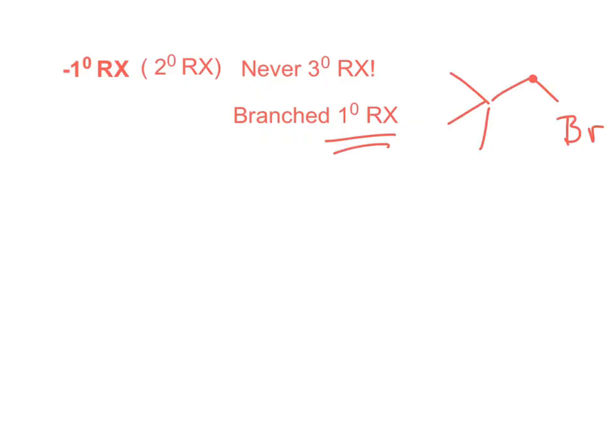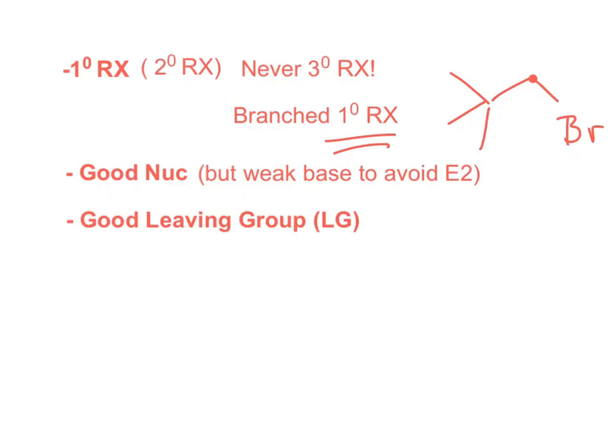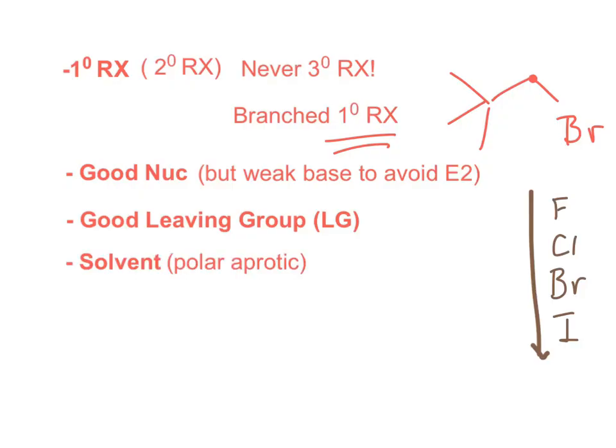Second, good nucleophile is important for SN2. To decrease the chances of E2 as a competing reaction, nucleophile should be a weak base. We will talk more about this later. Next would be a good leaving group. Leaving group ability increases as we go down the group of the periodic table. Solvent is also important, and aprotic polar solvent favors the SN2 substitution, such as acetone, DMSO, or acetonitrile.